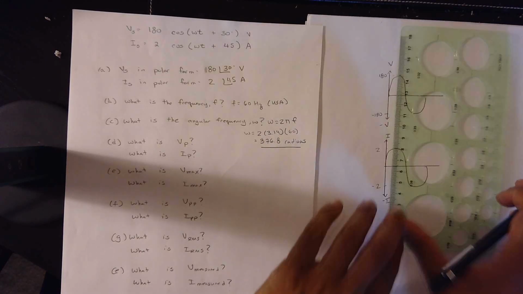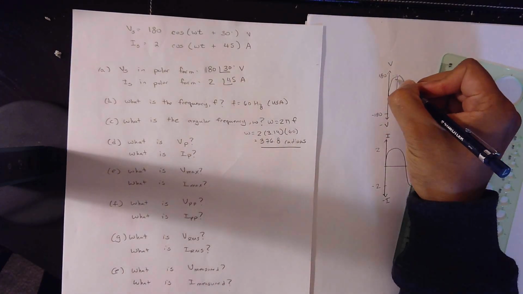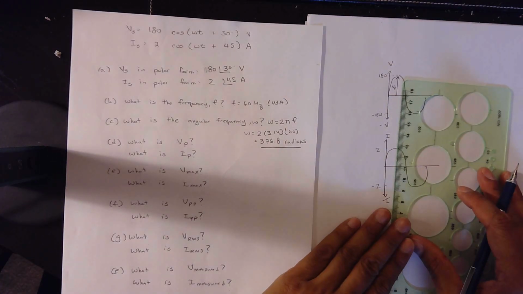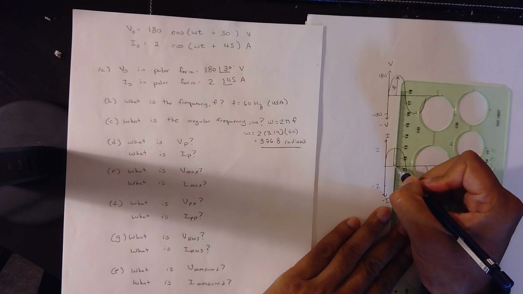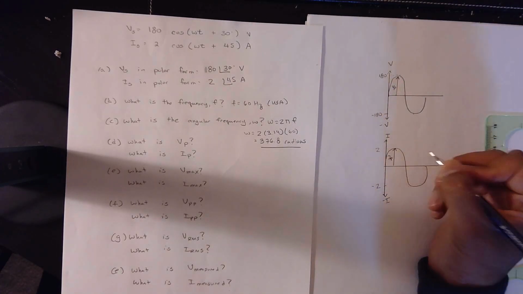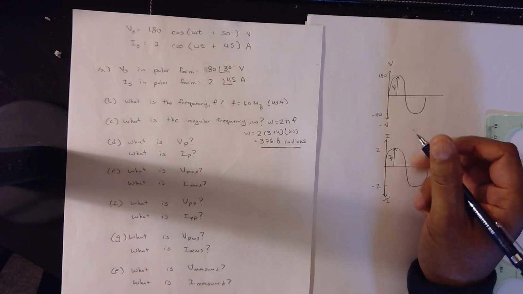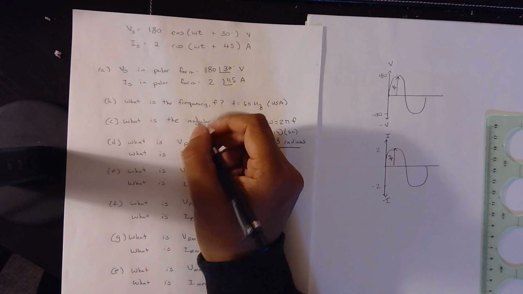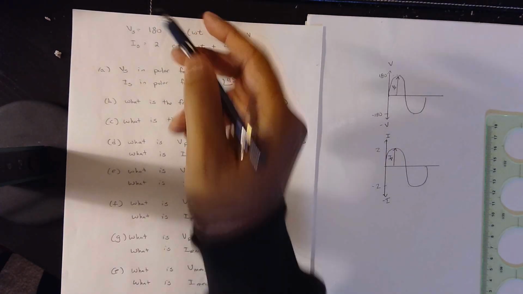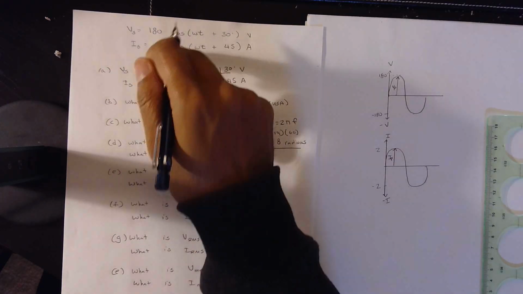Okay, so what is our peak? Our peak goes from here to here. That is our peak. Our current peak is from here to here. It's our current peak, I of P. Pardon my handwriting, right? So our voltage peak is going to be 180 volts, just like here. Our current peak is going to be 2 amps, just like here.